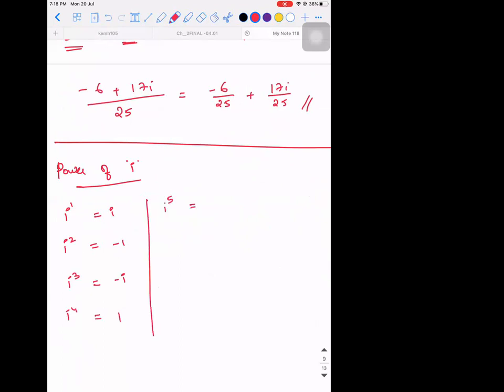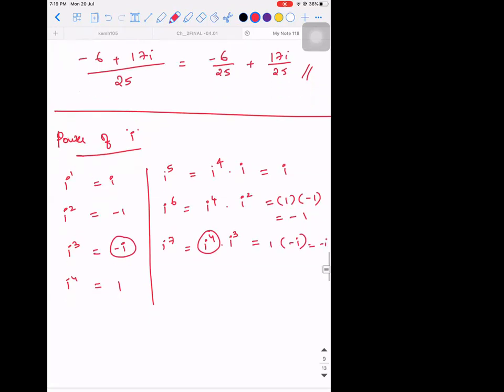Then what is i power 5 equal to? i power 5 can be written as i power 4 into i. But what is i power 4? 1. So it will be i. i power 6 is i power 4 into i square. i power 4 is 1 into i square is minus 1. So it will be minus 1. i power 7 is i power 4 into i cube. i power 4 is 1, i cube is minus i. So it will be minus i. i power 8 is i power 4 into i power 4, that is 1 into 1.